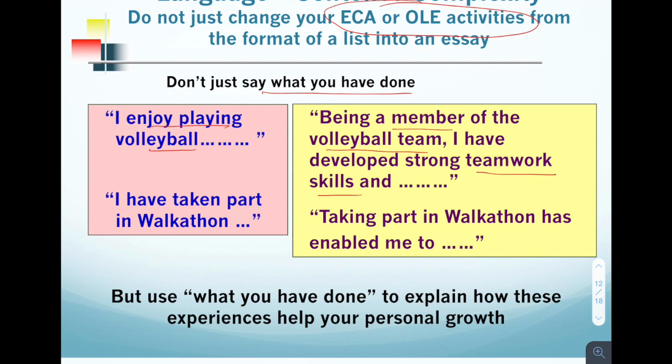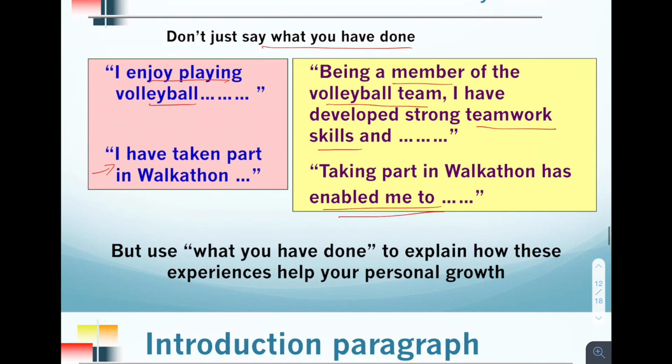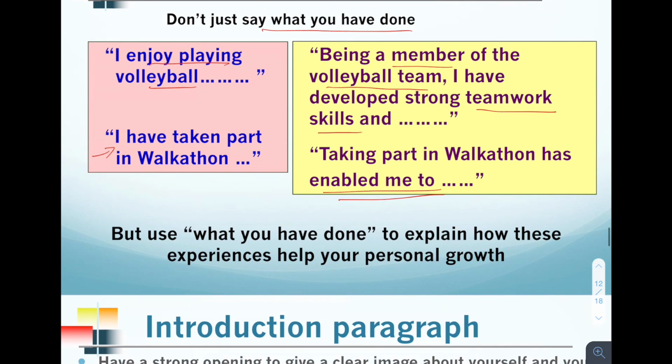Okay, so the second one, I've taken part in walkathon. This is not good enough. For example, you can say something like, taking part in walkathon has enabled me to, for example, develop excellent interpersonal skills, things like that. All right. So you should use what you have done to explain how these experiences help your personal growth.